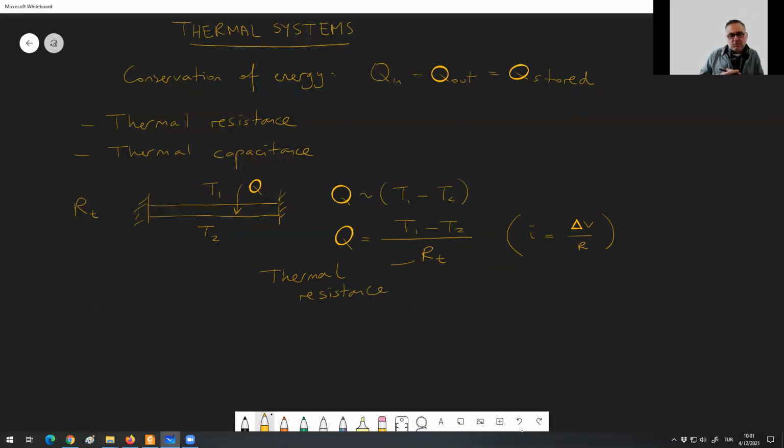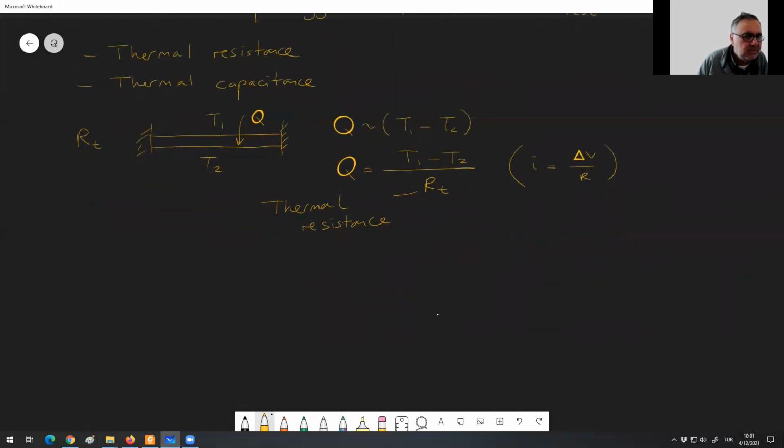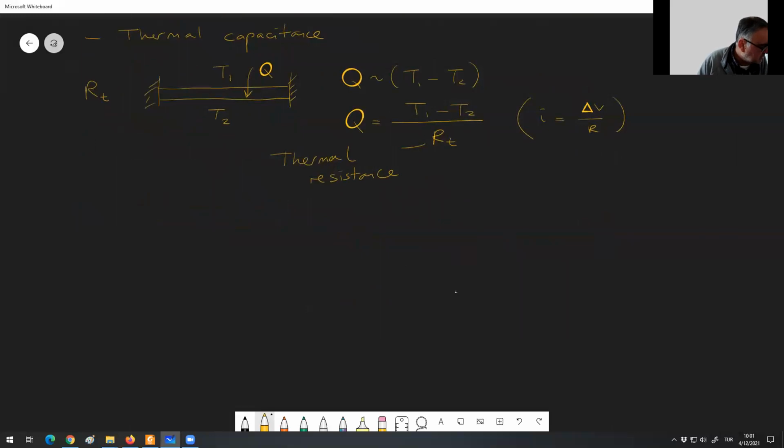Its value is determined by the conditions. It depends on whether you have pure conduction or convection or whatever. All these things are possible. This is the idea of thermal resistance.